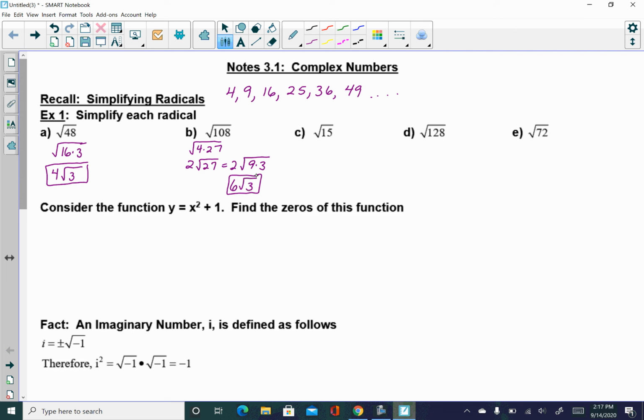All right, let's scoot on down to the next piece. It says, let's consider the function y equals x squared plus 1 and find the zeros of that function. First, let's graph this function. We should be able to crank out a fairly decent graph here. Like I mentioned in section 2.5, y equals x squared, that parent function, is a parabola facing upward. And what does the plus 1 do? It takes that parabola and shifts it up 1 unit.